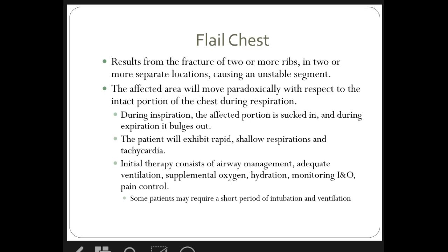Initial therapy, we need to manage their airway. Some of these patients may require intubation until they can heal and get their pain under control. Hydration, and again, pain control with these folks. Unfortunately, with flail chest, it prevents adequate ventilation of the lung in the injured area and increases the work of breathing, which is a lot of the reason why these patients may require a short period of intubation and ventilation.